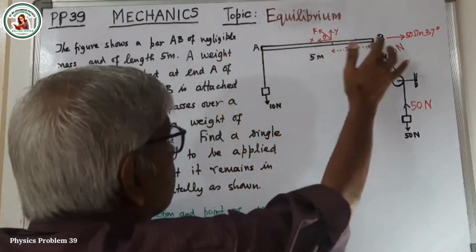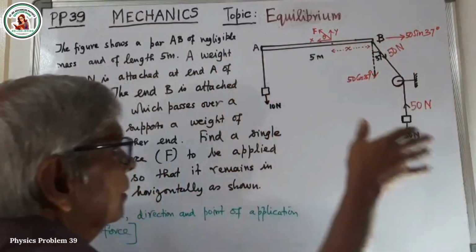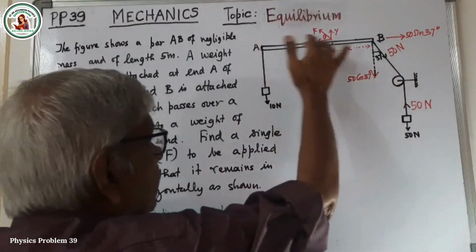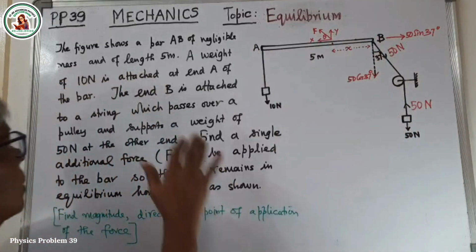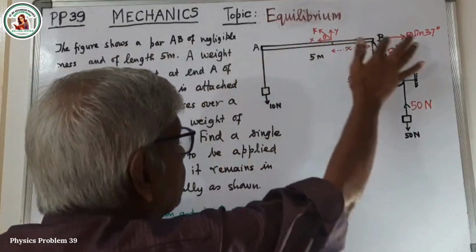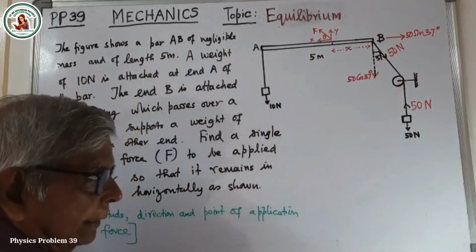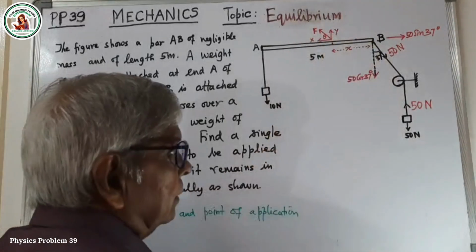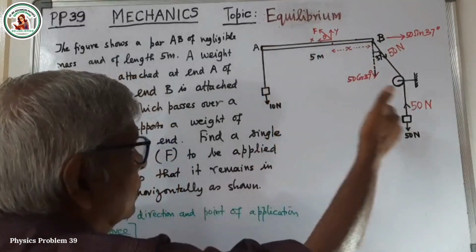A weightless rod. Weightless means compared to the other weights given in the figure, the weight of the rod AB, given as a bar, can be neglected. So for our calculation purpose, we don't need to consider the weight, only the other forces given.